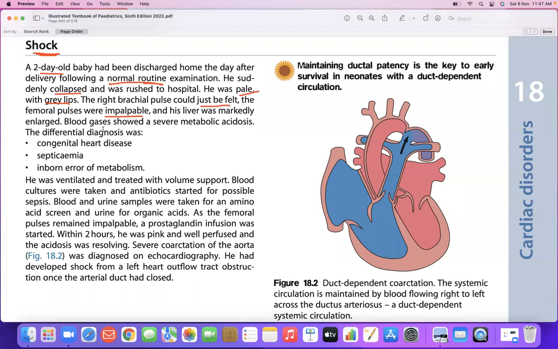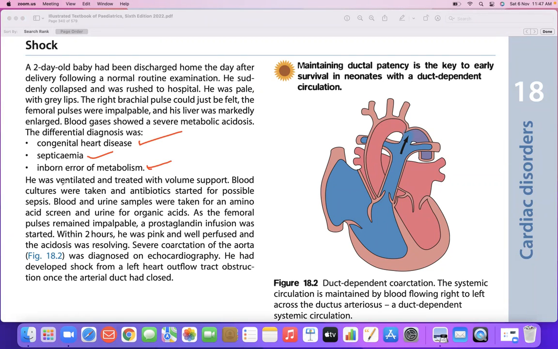His liver is markedly enlarged. Blood gases show severe metabolic acidosis. Okay, so the differential diagnosis was congenital heart disease, septicemia, and inborn error of metabolism. If such a case comes, you can put these 3 as your differential diagnosis: congenital heart disease, septicemia, inborn errors of metabolism.